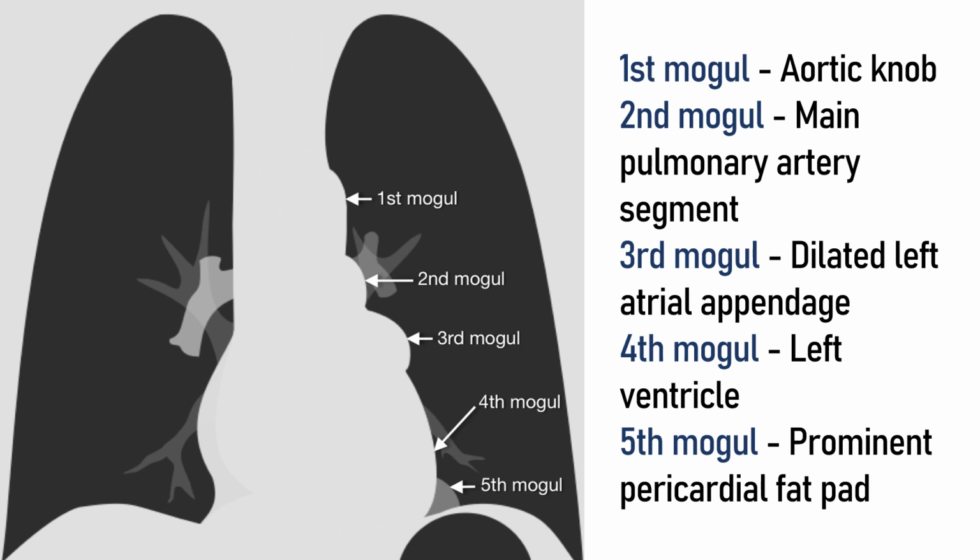This diagram is showing the anatomy of the cardiomediastinal silhouette with the corresponding mogul on the frontal chest radiograph. First mogul is the aortic knob. Second mogul is the main pulmonary artery segment. Third mogul is the dilated left atrial appendage. Fourth mogul is the left ventricle. And fifth mogul is the prominent pericardial fat pad.